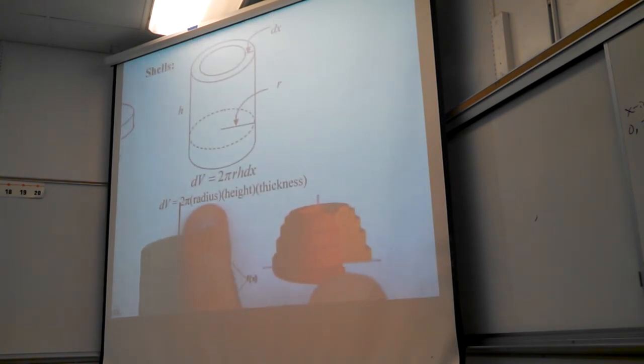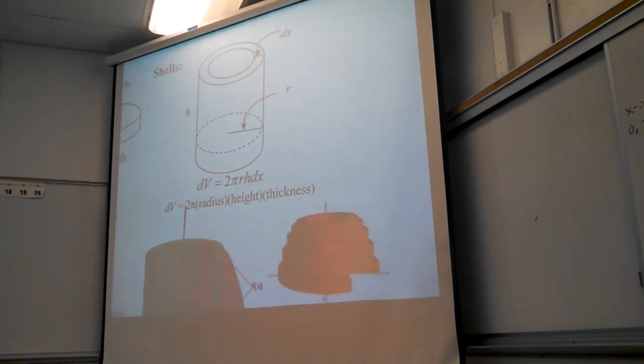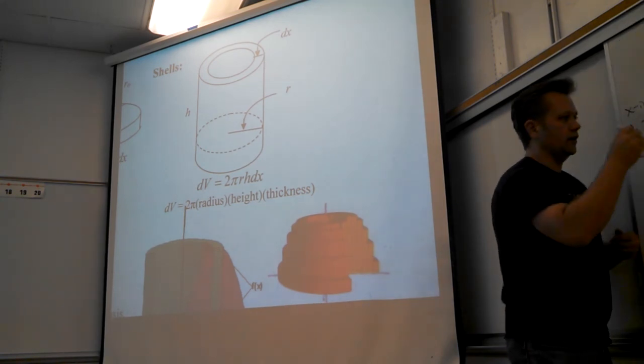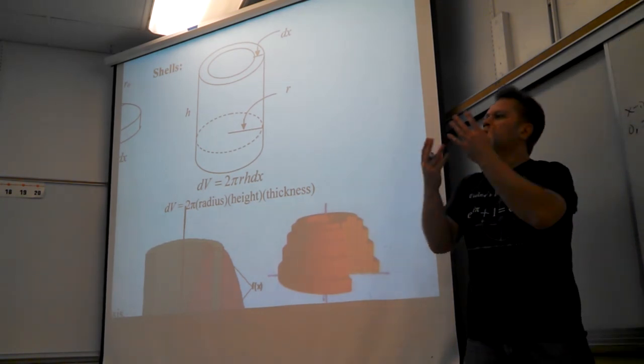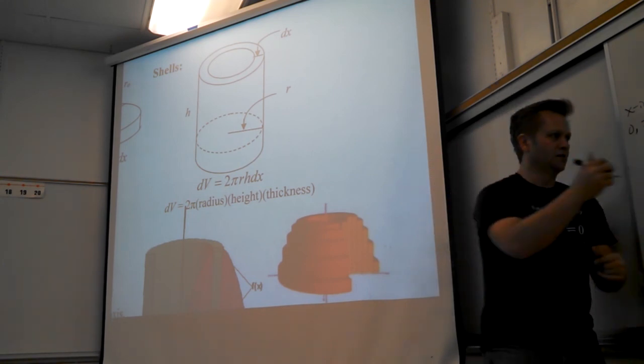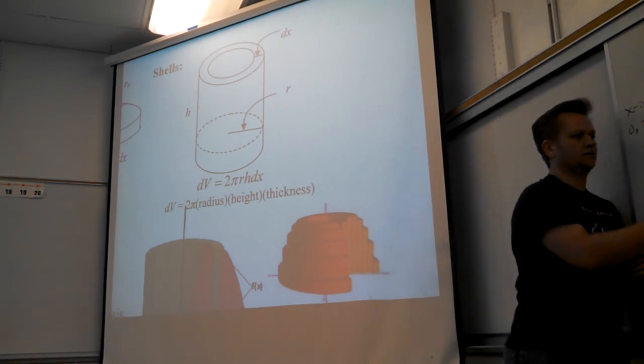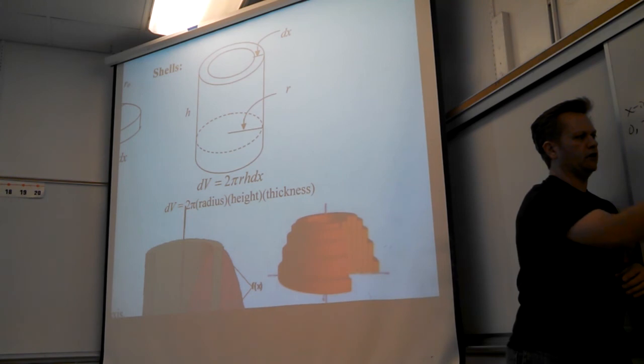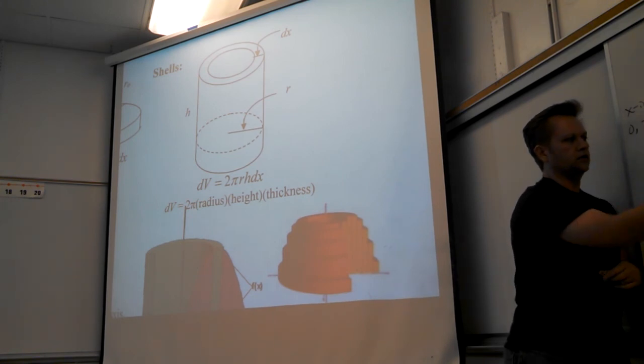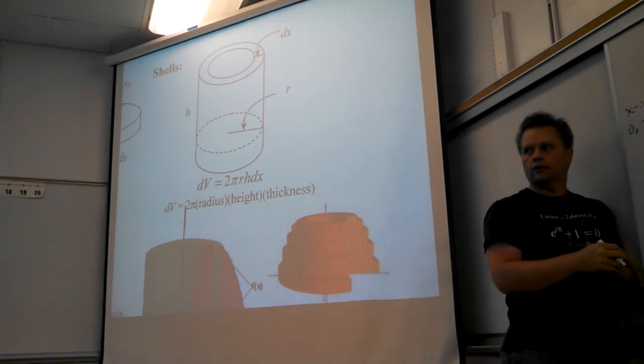So here's the main thing to worry about here. You've got to figure out what the radius is. That's going to be how far away any specific shell is from the axis of rotation. I picked too specific of a problem. Let's just say that's x. That's x away.